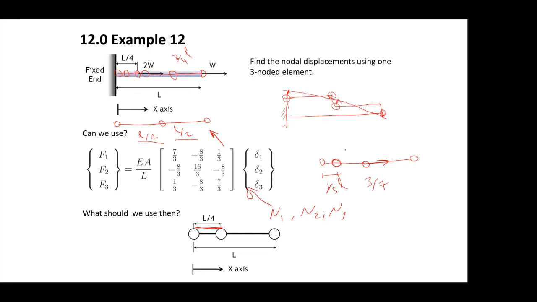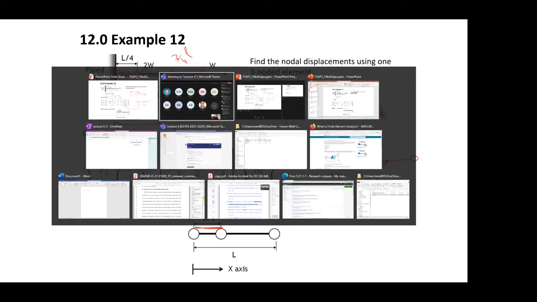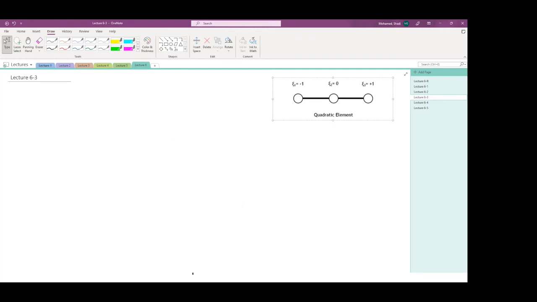And this is the case in 1D, but I'm going to show you the situation in 3D.